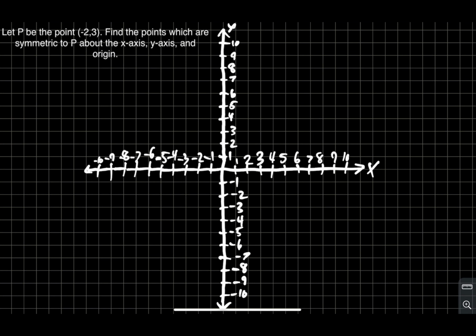In this video, we'll be learning about symmetrical points and quadrants. So let's start off with this problem. Let P be the point (-2, 3). Find the points which are symmetric to P about the x-axis, the y-axis, and the origin.